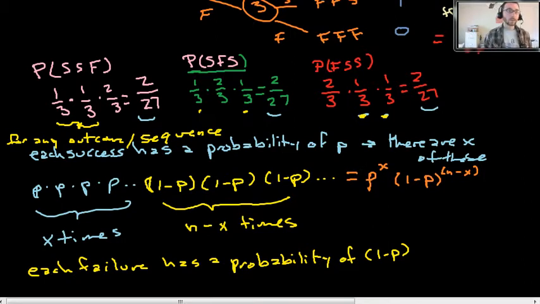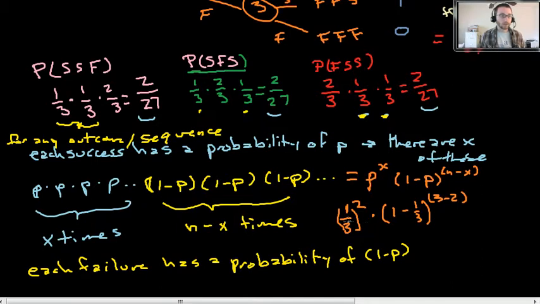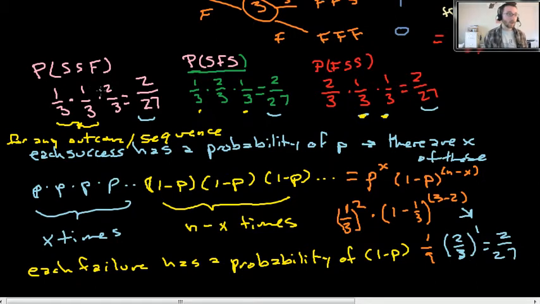Let's plug in our numbers from here. So here we had 1/3 was p, right? And then x was 2, so 1/3 to the second power, times 1 minus p, it's 1 minus 1/3, to the n minus x, to the 3 minus 2. This turns into 1/3 squared is 1/9. And 1 minus 1/3 is 2/3. And that's going to be raised to the first power, because 3 minus 2 is 1. And so 1/9 times 2/3 equals 2/27, which is what we found for each of these cases, right?